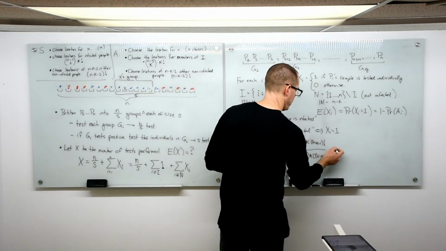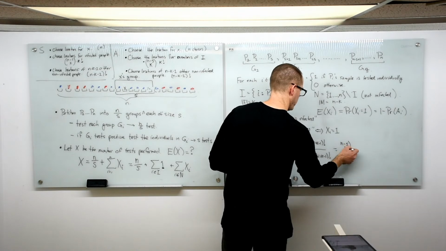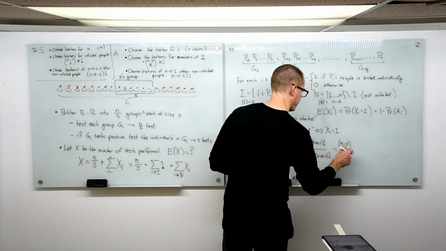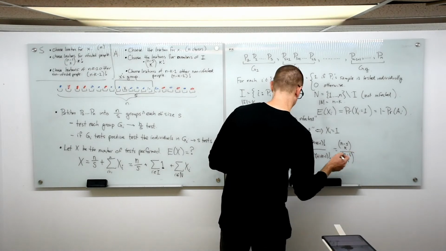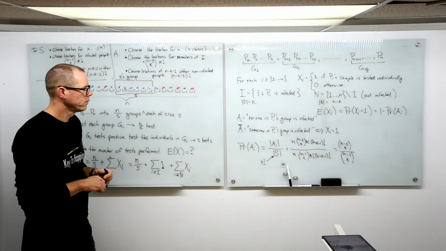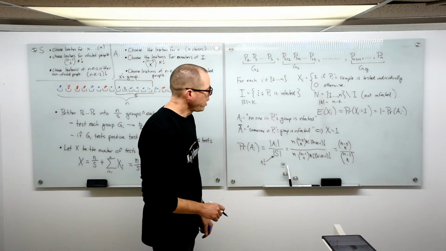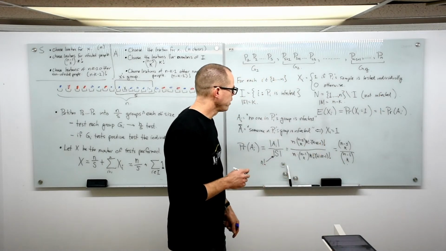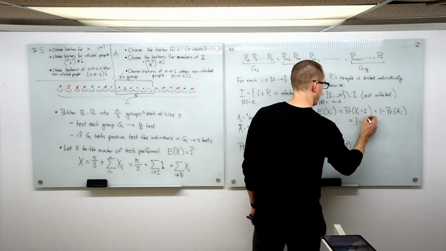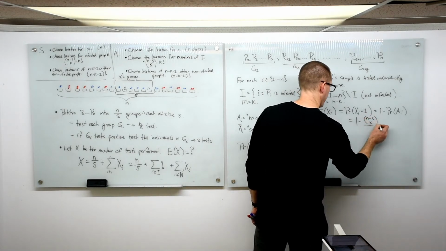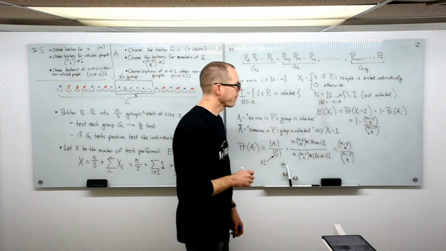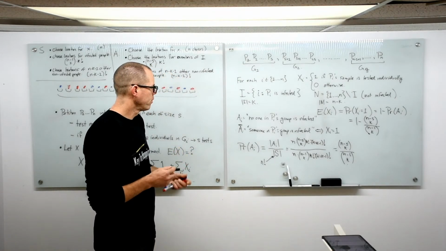So we finish with n minus s choose k over n minus 1 choose k. So that's the probability of A_i. And then the expected value of x_i is 1 minus that probability. So the expected value of x_i is equal to 1 minus n minus s choose k over n minus 1 choose k. Good.